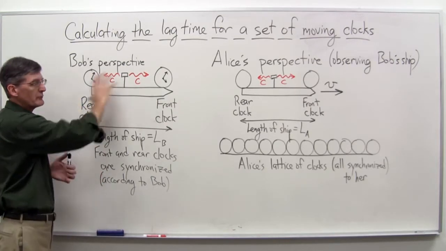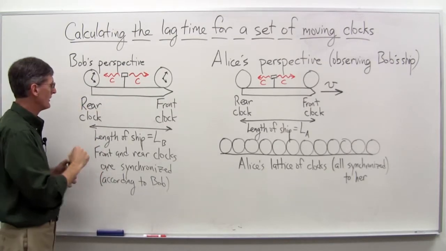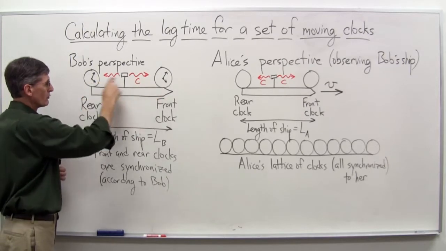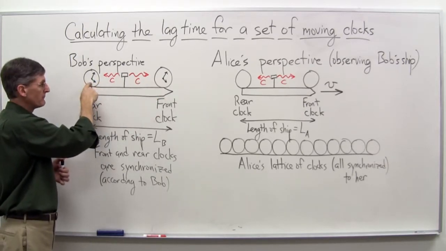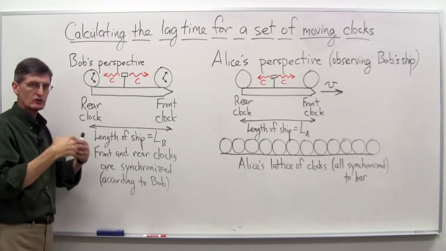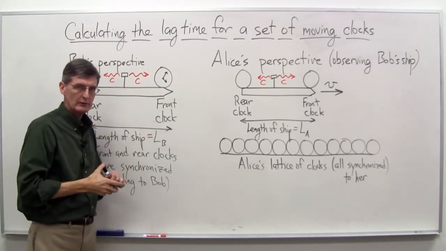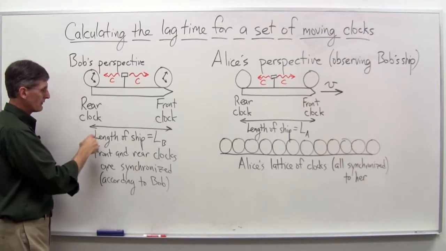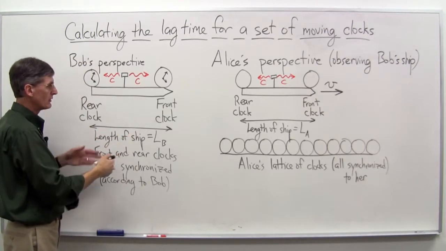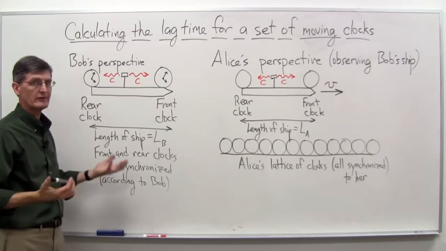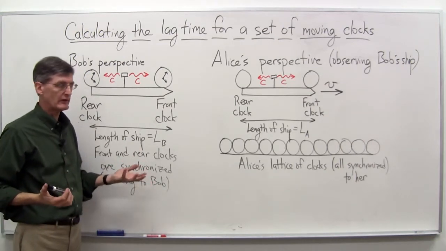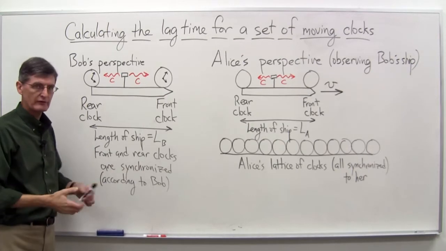We've got Bob's ship, which is what we're going to be focusing on. He has two clocks, one at the front and one at the rear of the ship, and a special apparatus that can shoot light beams out in both directions. The length of the ship, as far as Bob is concerned, is L sub b. Also, as far as Bob is concerned, he's at rest. He's not going anyplace, because he's in his own frame of reference.